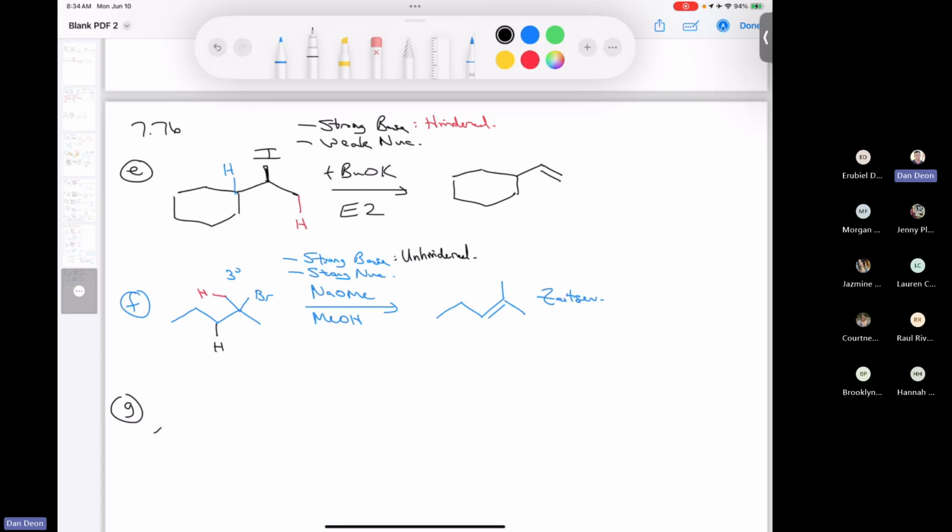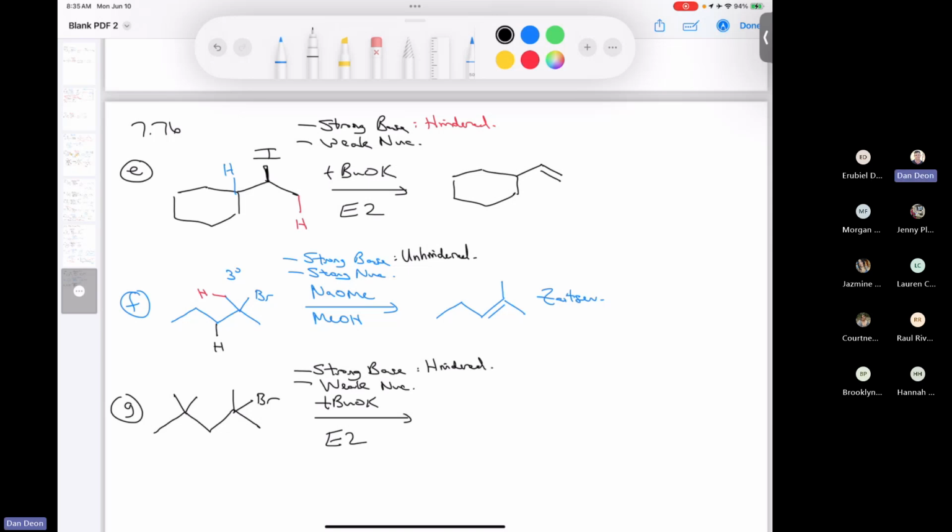And then for G, 7.76G, we get this interesting looking compound here. So there we go. So this would be what? 2-bromo-2,4,4-trimethylpentane. And we're treating that with potassium T-butoxide. And we know that is a strong base. Weak nucleophile. This is tertiary. It's definitely the E2 mechanism that's going to predominate. But we know that it is a highly hindered base.